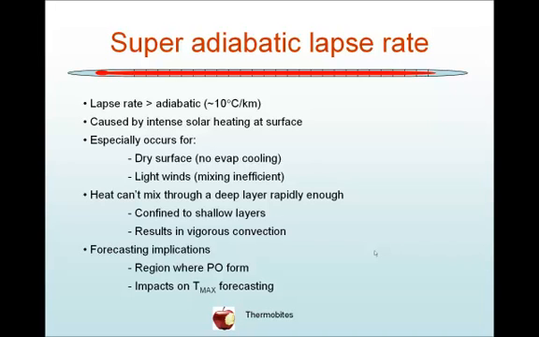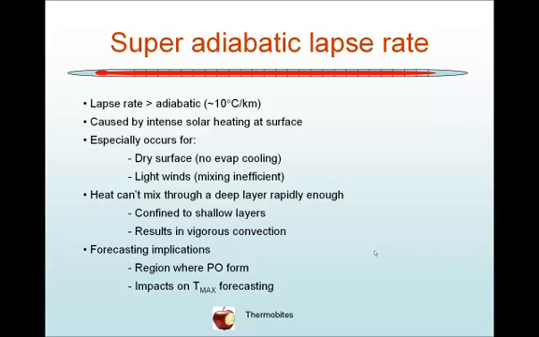So a super adiabatic lapse rate is a lapse rate that's greater than the adiabatic one of 10 degrees Celsius per kilometre, and it's caused by intense solar heating at the surface. So remember, a dry adiabatic lapse rate is established by heating the surface and then convecting up that heat. So a super adiabatic lapse rate will form when there's a dry surface, so none of the shortwave energy is going into evaporation, and where there's light winds, so there's inefficient mixing of the hotter air right at the surface upwards to establish the dry adiabatic lapse rate.